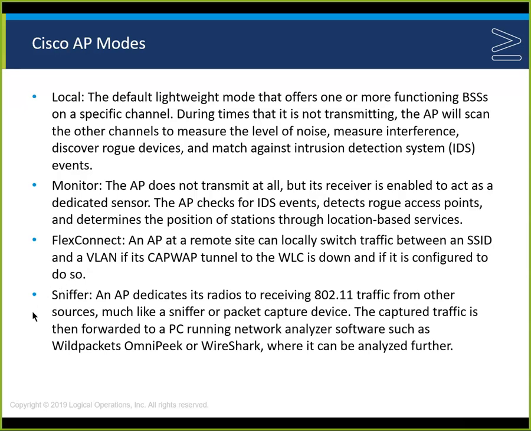Sniffer: an AP dedicates its radios to receiving 802.11 traffic from other sources. It's our packet capture device. The traffic is forwarded to a PC running a sniffer, running Wireshark, so that we can see what's going on in the network. Other sniffers there are WildPackets OmniPeek, or Wireshark. Wireshark, again, if you haven't, I would recommend that you do it. Run it on your own network. Other people get upset when you run it on their network sometimes.